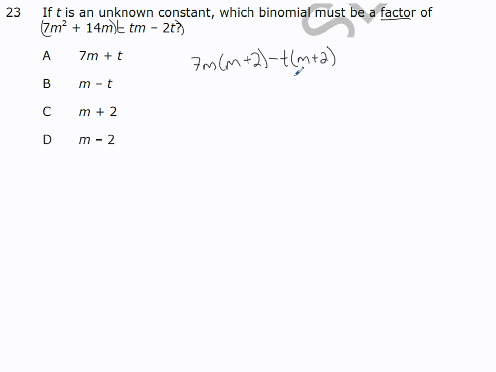So once again, I'm left with something where I can factor out the GCF. The GCF of this term and this term is m plus 2. So I'm going to factor out an m plus 2. What I'm left with is 7m minus t. Now looking at this and looking at my answer choices, 7m plus t is not the same as 7m minus t, so that's not the answer. The one that is the answer is right here, m plus 2.